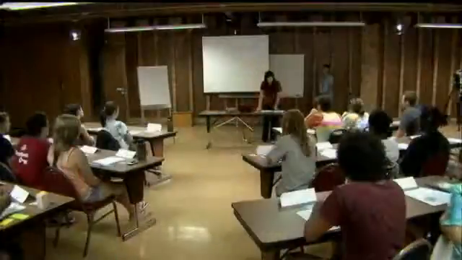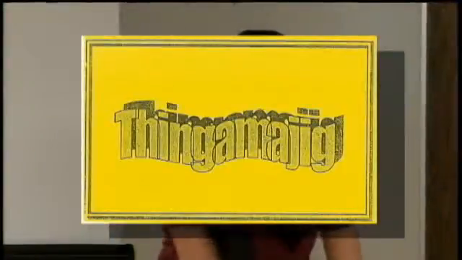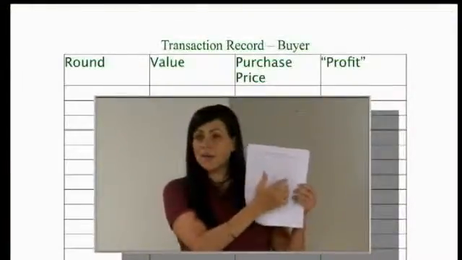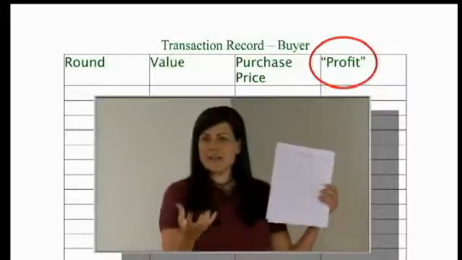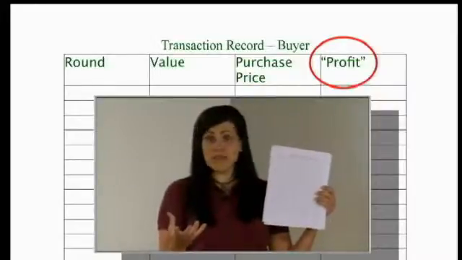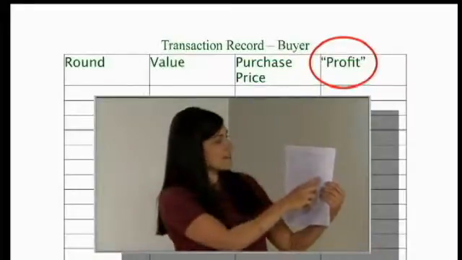These are what your thingamajigs look like once you purchase one of them. You're going to negotiate a price, buyers, just like with the seller, and you're going to record the purchase price on your transaction record. The difference between what you value it at and the purchase price is, we're going to call it profit here for buyers, but we know that that's the extra value that you're getting that you're not having to pay for. We're going to call that profit in this activity.